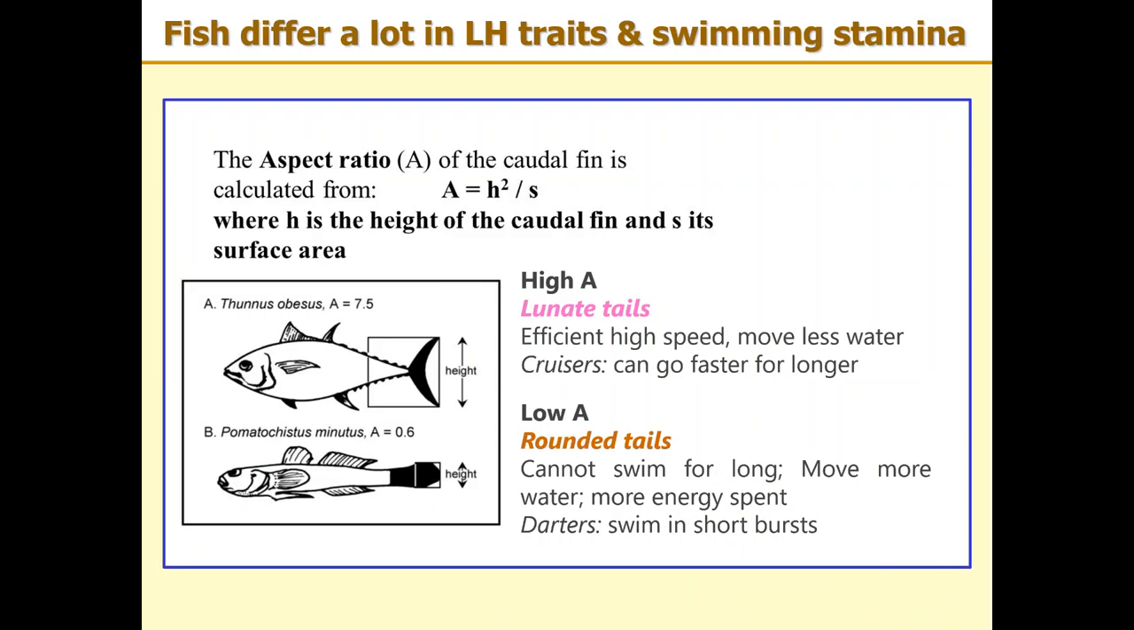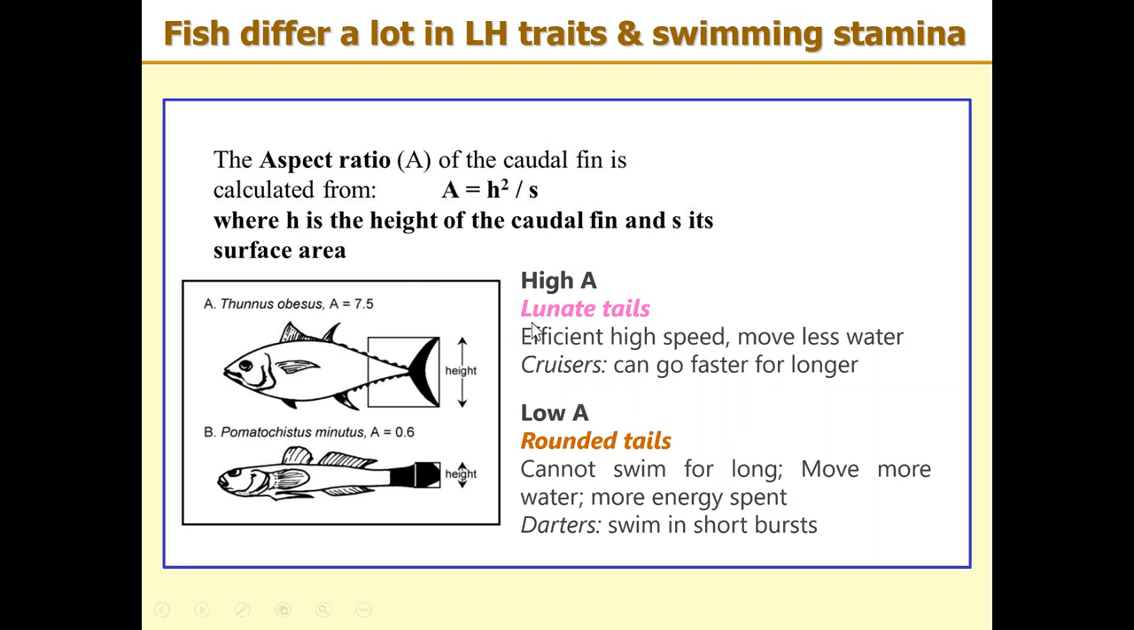Fish, as I said, are the most extreme and heterogeneous type of vertebrates, and they differ a lot in life history traits, and they also differ a lot in swimming stamina. Just as a rough approach, if we look at the variation in so-called aspect ratio of the caudal fin, which is defined as the height squared divided by the surface area, we can very roughly classify the fish into two types.